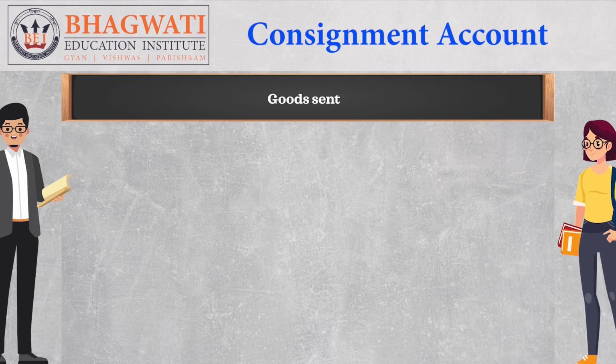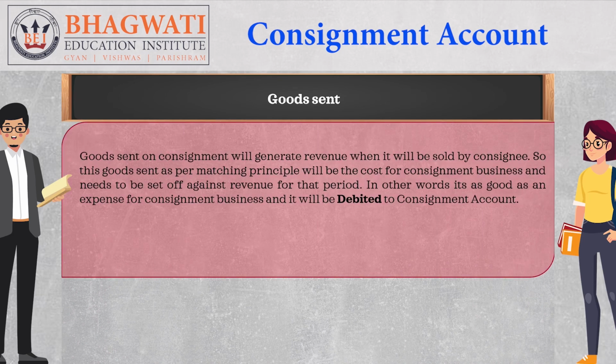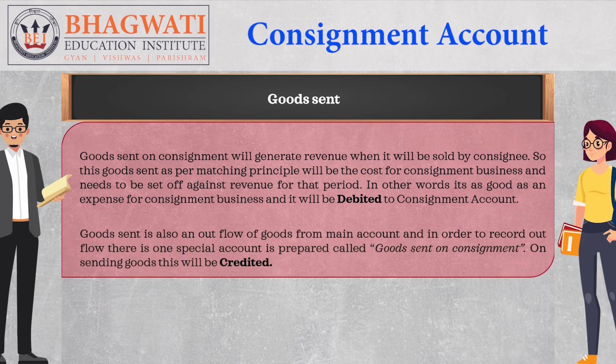When these goods are sold by consignee, can we say it is an income for consignment business? Obviously yes. So as per the matching principle, in order to generate revenue, if any expenses have been incurred, it should be debited or matched with that particular revenue, right? So this goods sent should be debited to consignment account and treated as an expenditure, just like purchase for normal business. And for this transaction, a special account is opened for recording all inflow and outflow from consignment and to consignment business, that is known as goods sent on consignment.